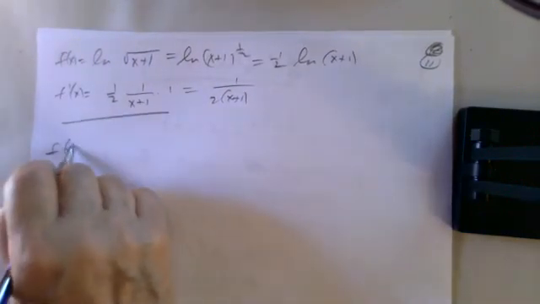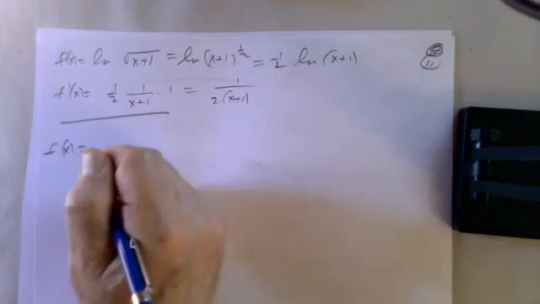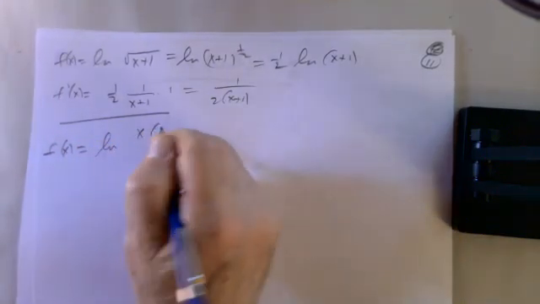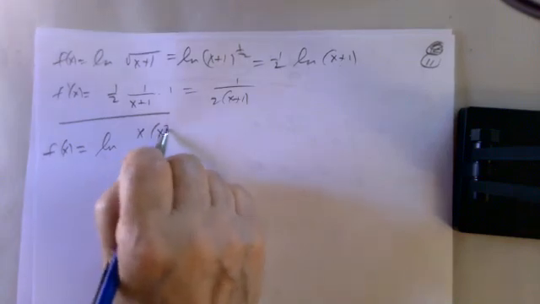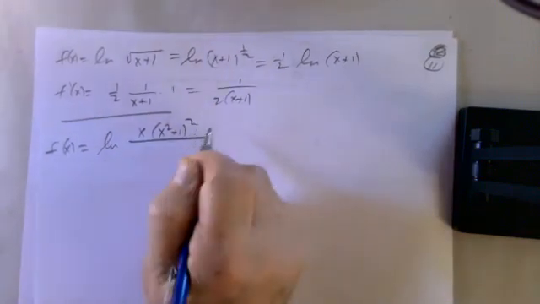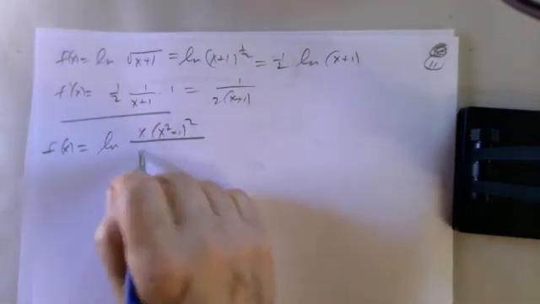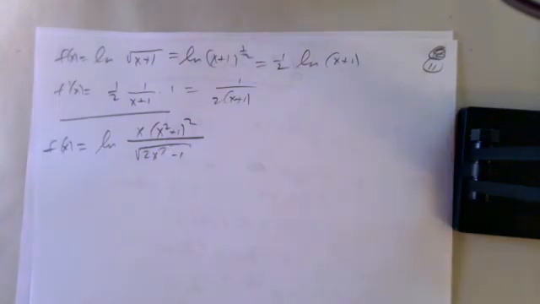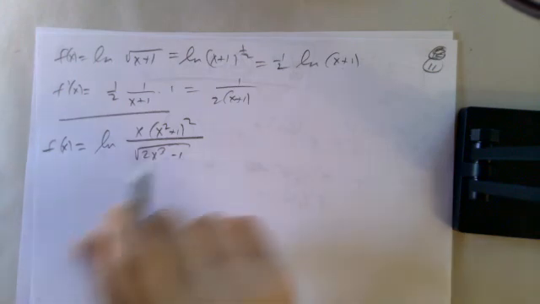Here's our last example. f of x is the log of the expression x times (x squared plus 1) squared, divided by the square root of 2x cubed minus 1. So that looks really difficult. And it is, unless you simplify the problem before you even begin to differentiate by using properties of the logarithm.